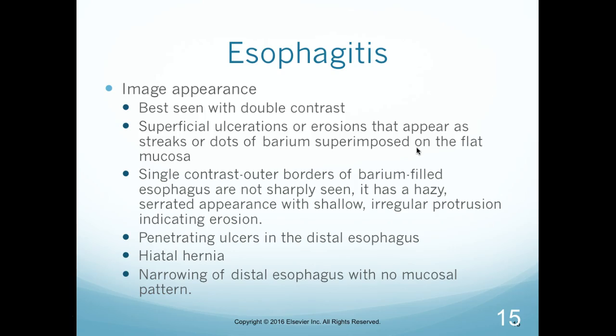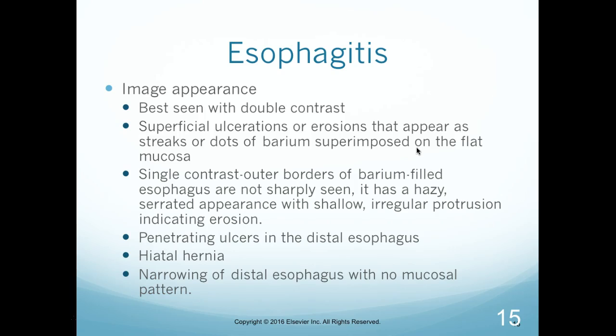So, esophagitis. What does it look like? It's best seen with double contrast. It's superficial ulcerations or erosions that appear as streaks or dots. So you've got to pay attention and look closely. You need to see it filled with barium and stripped, what we call stripped, where there's just a lining over the mucosa. The barium superimposes on the flat mucosa, and you can see these little dots on there, and that's what we're looking for.